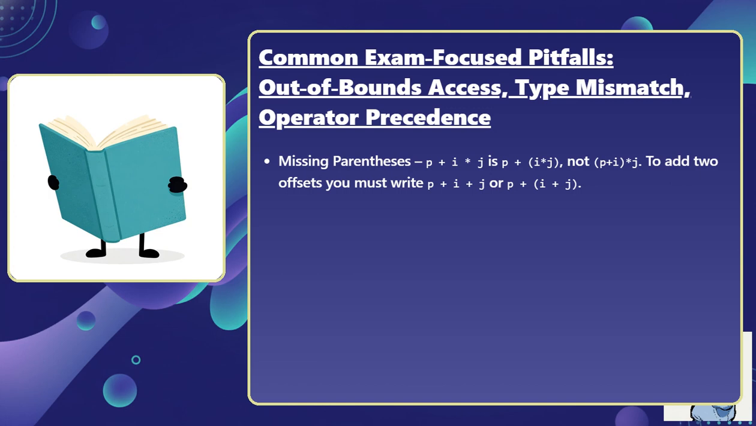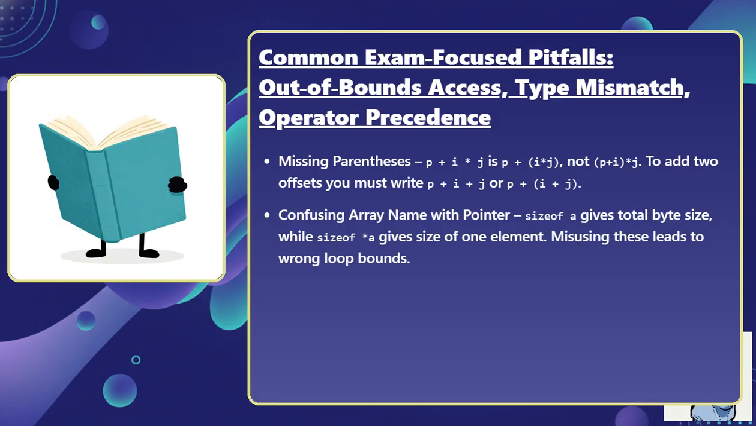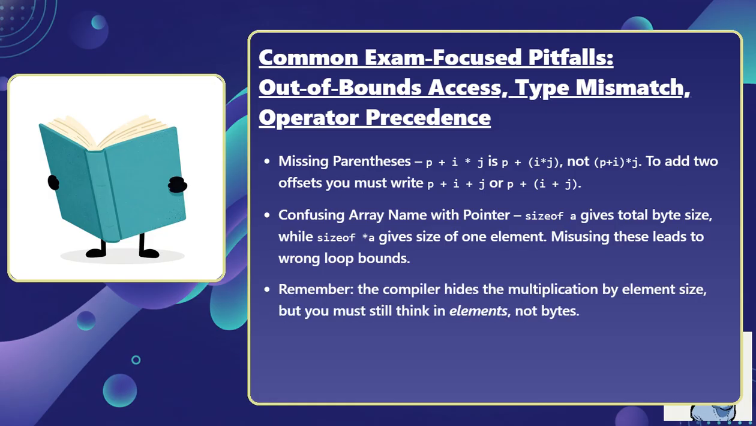Confusing array name with pointer. sizeof gives total byte size, while sizeof * gives size of one element. Misusing these leads to wrong loop bounds. Remember, the compiler hides the multiplication by element size, but you must still think in elements, not bytes.